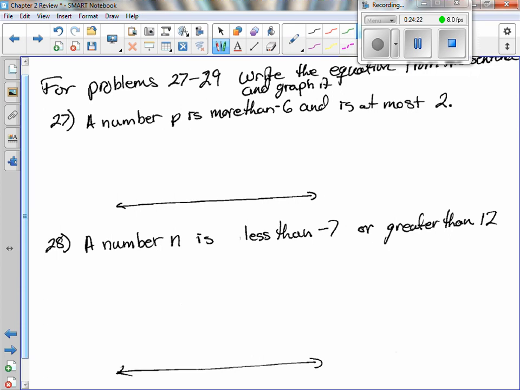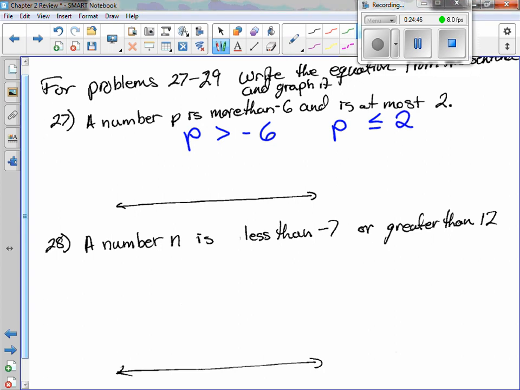A number p is more than -6. More than is greater than, and it's not equal to, so we have more than -6. And is at most 2. Well, at most refers to less than or equal to.